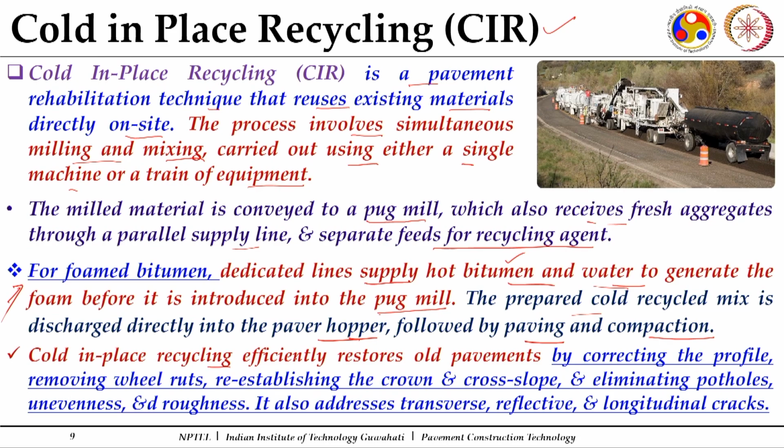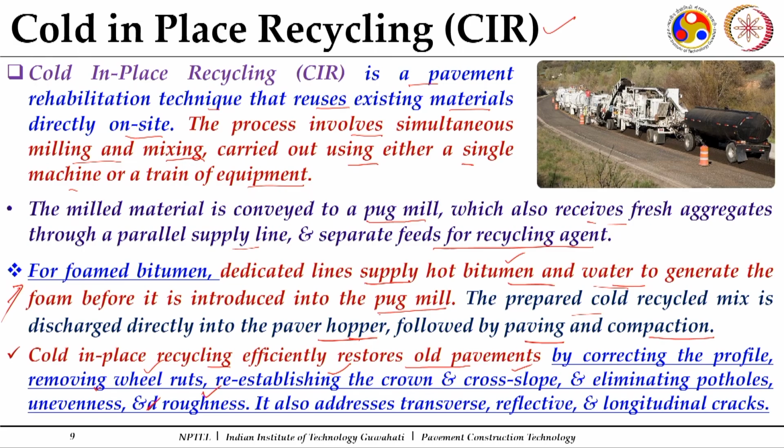Cold in place recycling efficiently restores old pavements by correcting the profile. This helps us to correct the profile also. It helps to address the wheel ruts also, when these wheel ruts are because of your bound base courses. Re-establishing the crown and cross slope, eliminating the potholes, unevenness and the roughness. It also addresses transverse, reflective and longitudinal cracking.